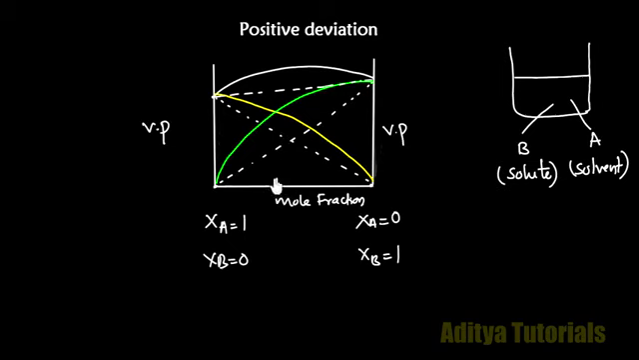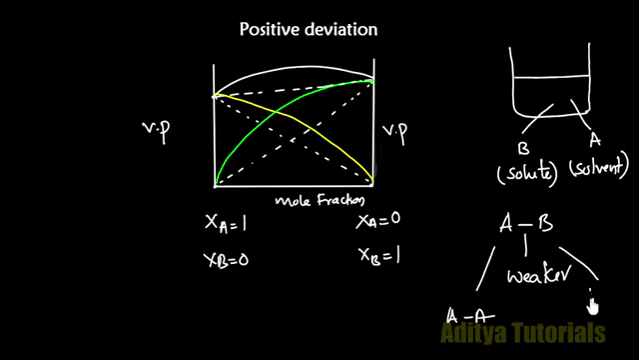For the solution which shows a positive deviation from Raoult's law, the intermolecular forces of attraction between the solute and solvent, listen carefully, the intermolecular attraction between solute and solvent, that is A and B, B is solute and A is solvent here, is weaker than those of the A to A interaction and B to B interaction. So whatever the attraction is between two solute particles and whatever the attraction is between two solvent particles is still stronger than the solute-solvent interaction.